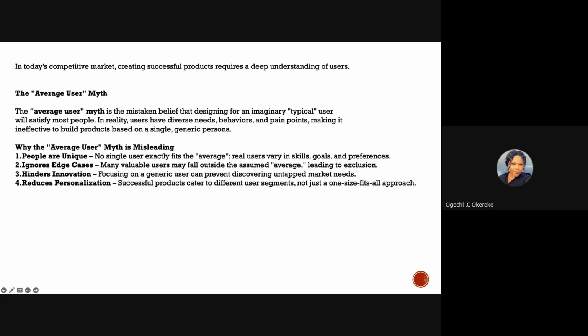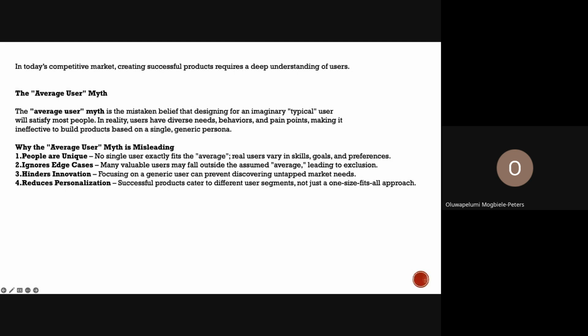Okay, from what you said now, I believe there might be some consequences in believing in the average user, something like missed opportunities, poor product decisions. It might also waste resources and also reduce innovation. Yeah, thank you very much. Very correct.